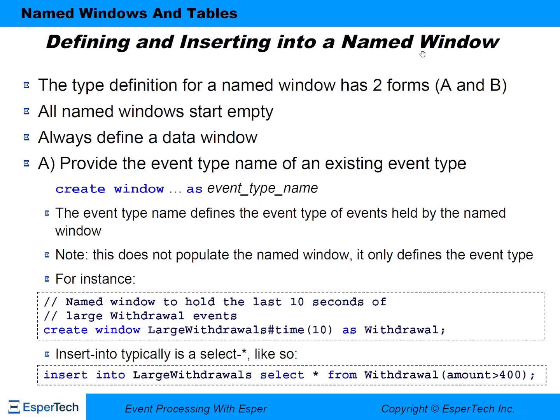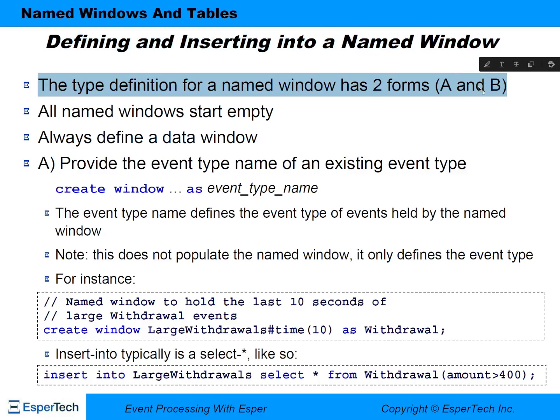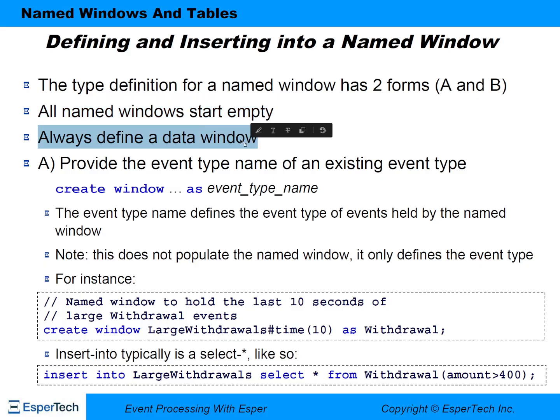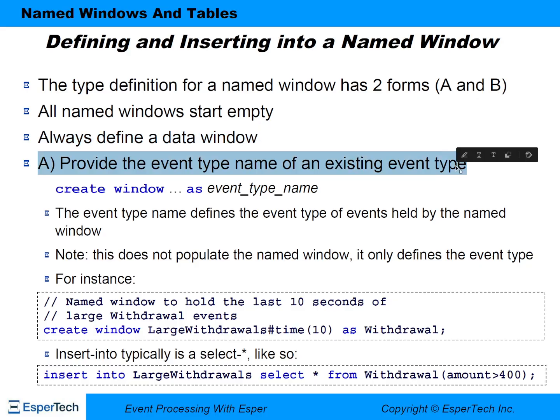This slide and the next slide explain how to define and insert into a named window. The type definition for a named window has two forms. The first form provides an event type name, and the second form lists property names and types. Named windows always start empty, and named windows always define a data window. The first form, which we discuss on this slide, provides the event type name of an existing event type.